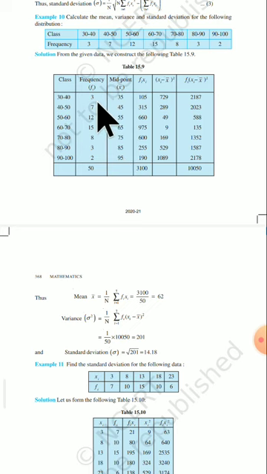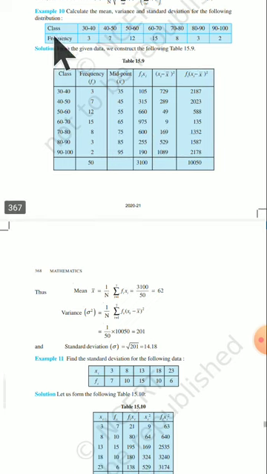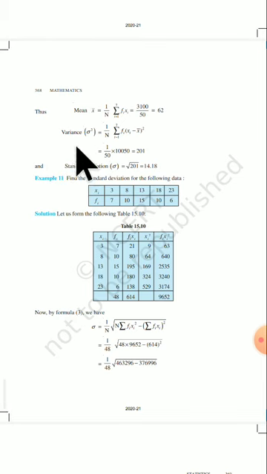Next multiply the frequency and this midpoint, we will get fi into xi. Next xi minus x bar square. For that find out the value of x bar, we will get 62. Next form this column, fi into xi minus x bar square. That is variance equal to 1 by n into summation of fi into xi minus x bar square, that is 1 by 50 into 10,050, that equals 201. So standard deviation equals root of 201, that is 14.18.